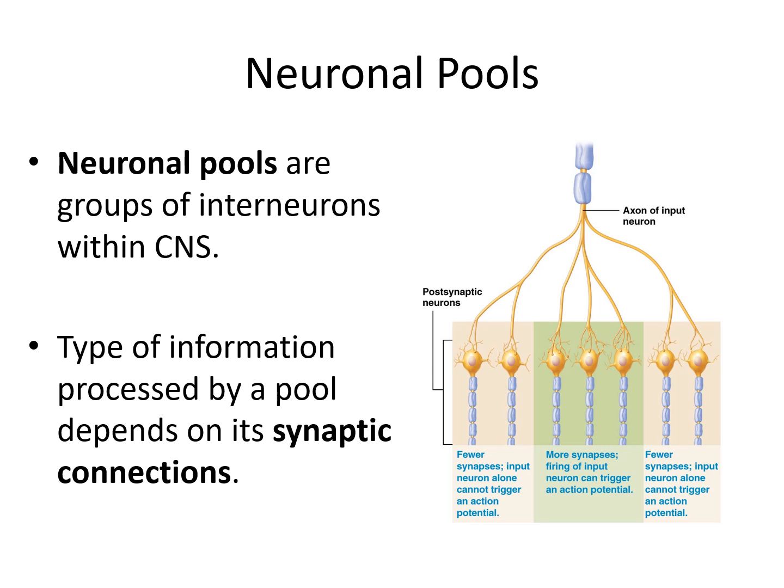So here's an example of a neuronal pool. Here's a group of interneurons within the central nervous system. And the information that's being processed by a pool depends on its synaptic connections. Okay, so here we have one that's going to 2 postsynaptic neurons. Here's this one going to 2 postsynaptic neurons. And in the middle here we have 3 going to 3 postsynaptic neurons. So here's fewer, but here there's more.